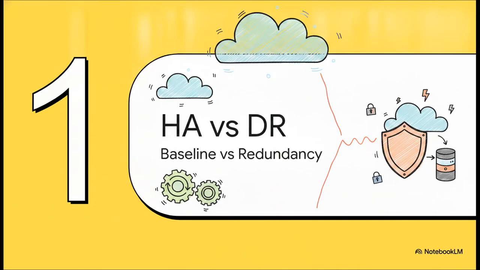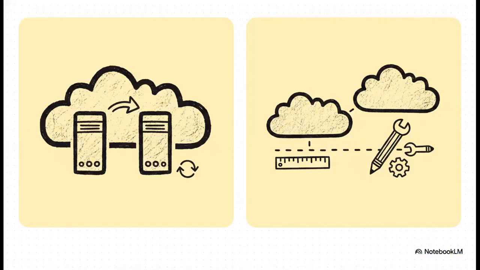Section 1, HA versus DR, baseline versus redundancy. So to kick things off, we really need to nail down the fundamental difference between high availability and disaster recovery in the cloud. These terms get tossed around a lot, but in Sentinel, they mean two very distinct things for your architecture. The divide is actually pretty stark.